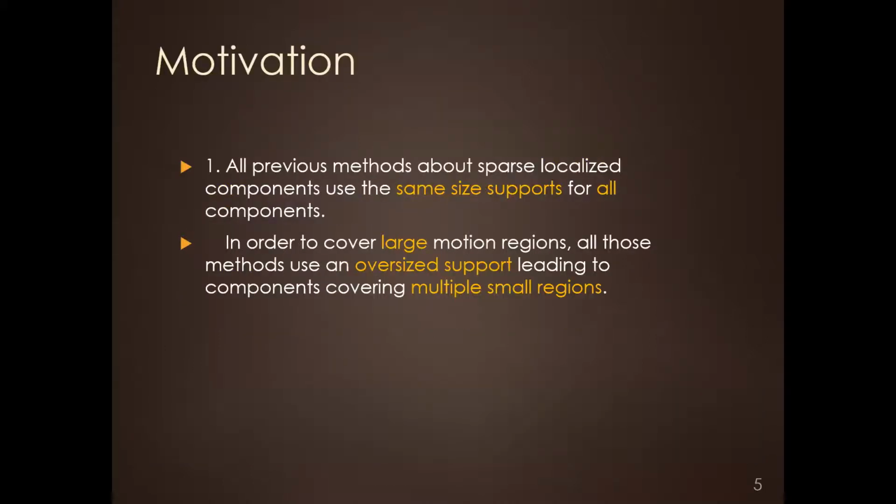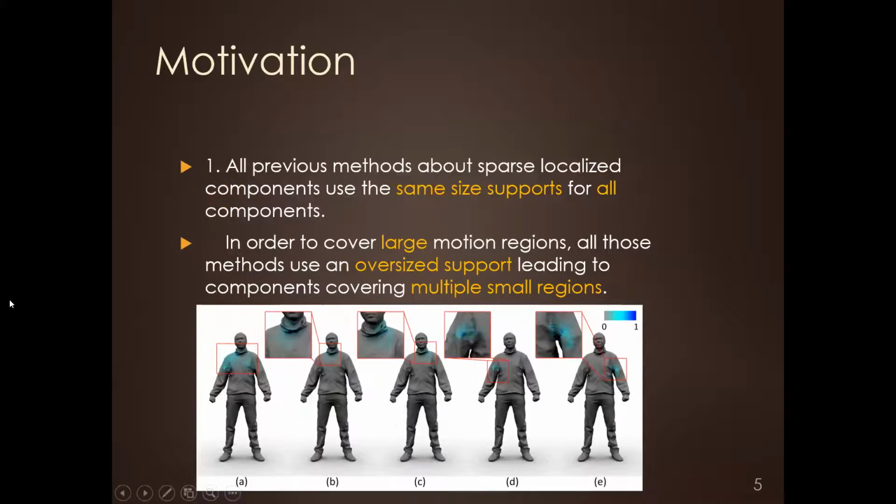And observing those previous methods, they either use the same size supports for all components in order to cover large motion regions, or use an oversized support leading to the components covering multiple small regions. As we can see, A shows the components by Wang's method. It covers multiple motion regions. And B to E are four components by our adaptive support strategy, and each covers one local region.